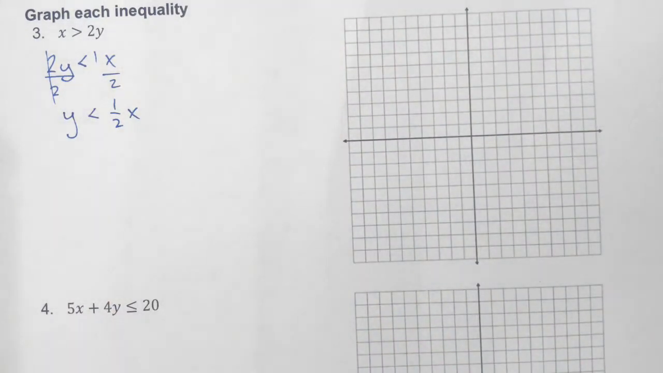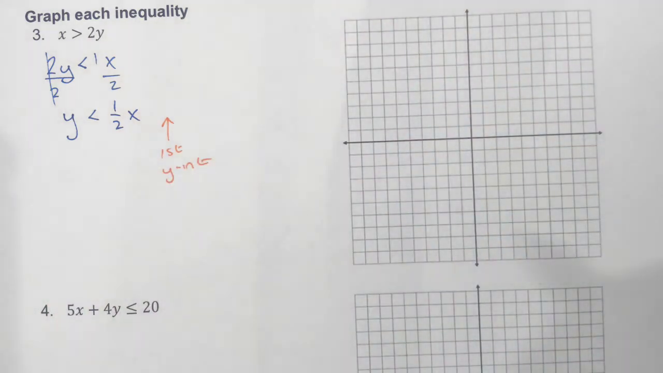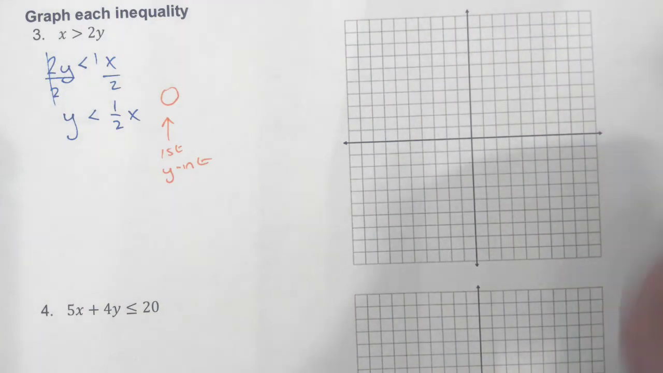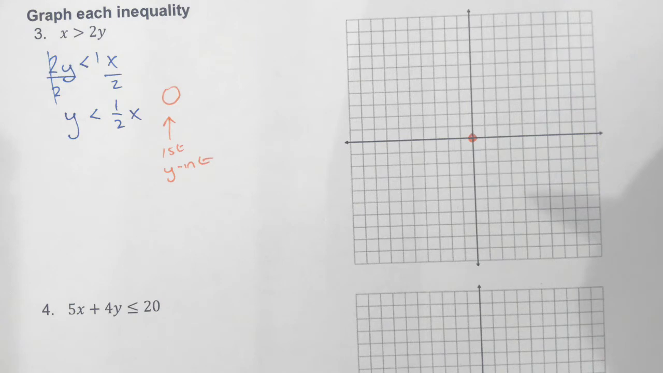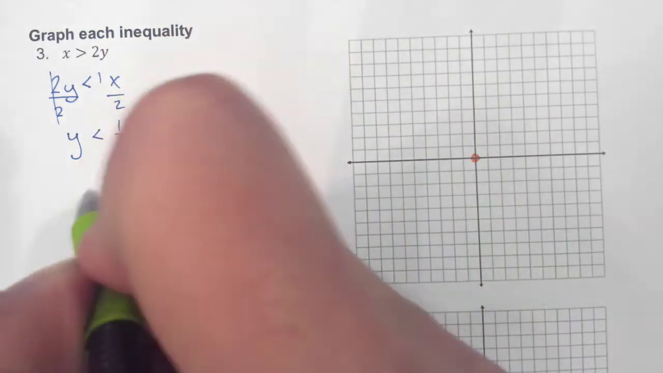Okay, now I'm ready. The first thing I look at is this number right here, right? Remember, that's the y-intercept. If there's no number over there, what is the understood number? 0 in this case. So my first point is right there on the origin at 0. Doesn't go up or down. Second thing we look at is the slope. That's right.